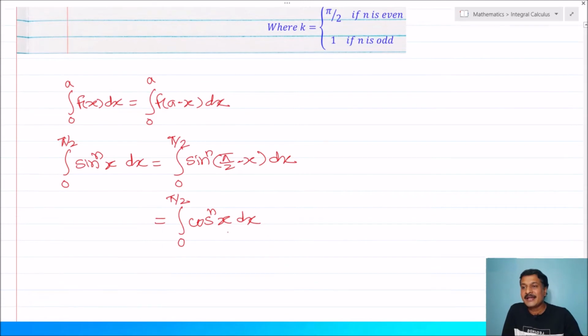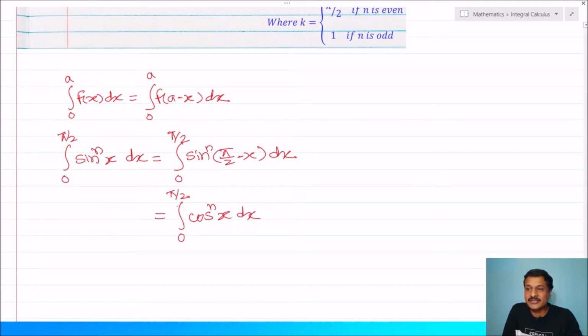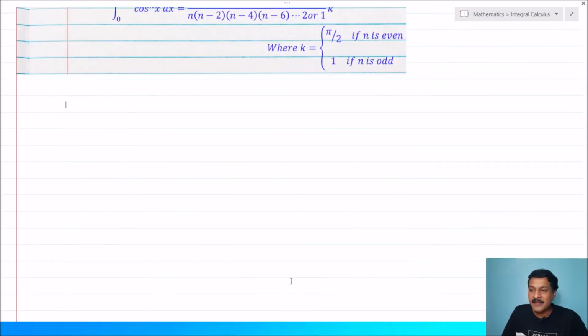And that is why the reduction formula for integration 0 to pi by 2 cos x raised to n dx is the same as the reduction formula for integration 0 to pi by 2 sin x raised to n dx. Note the case. And that is why I make a list of reduction formula for sin x raised to n, cos x raised to n with the limit 0 to pi by 2. Also, there is a reduction formula for integration 0 to pi by 2 sin x raised to m cos x raised to n dx. So one by one we'll see.